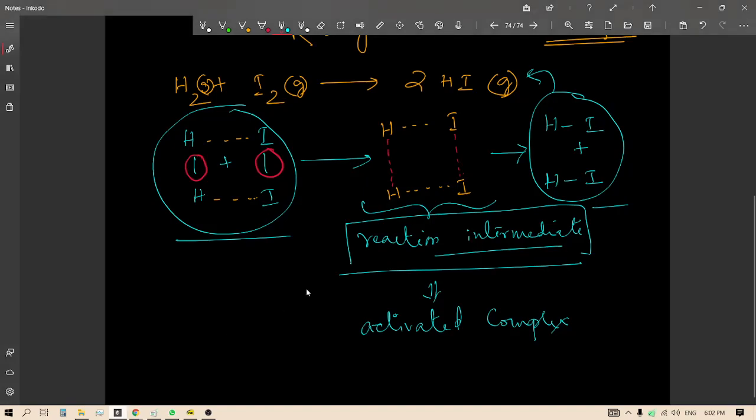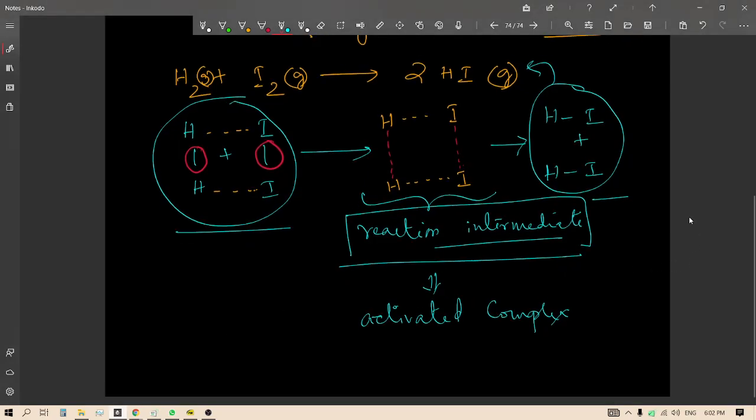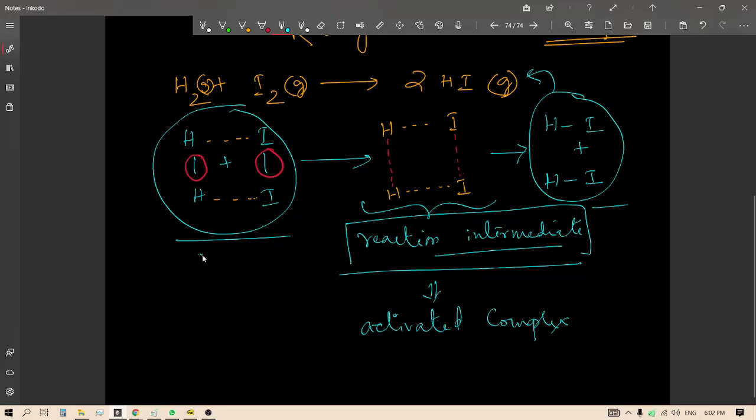So yes. Now this reaction intermediate is also called the activated complex, and the amount of energy needed by the reactants to form this activated complex is called activation energy.